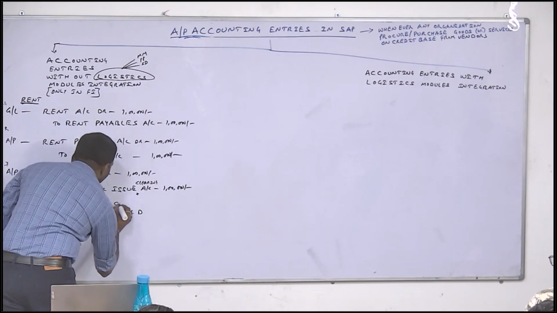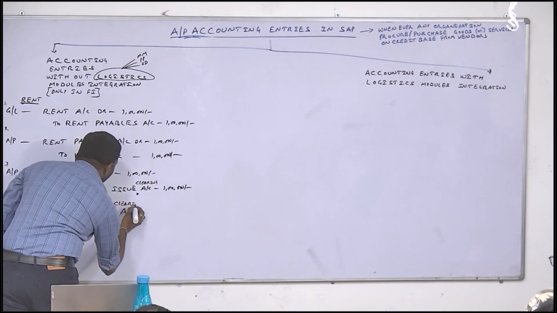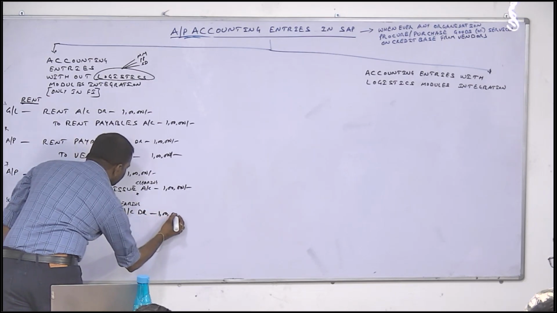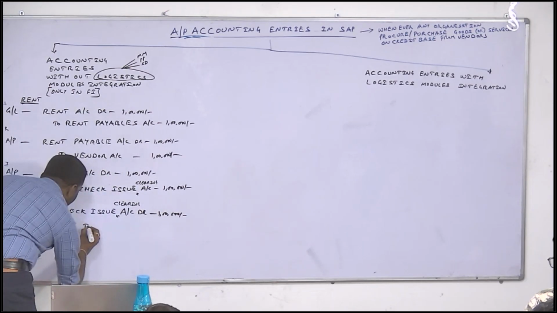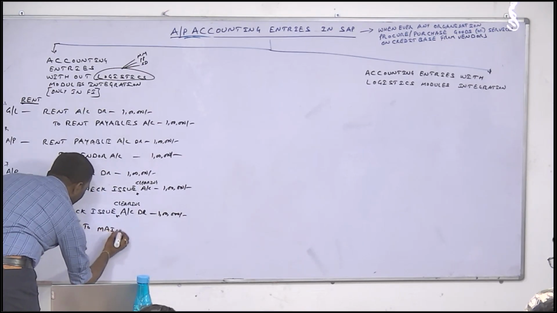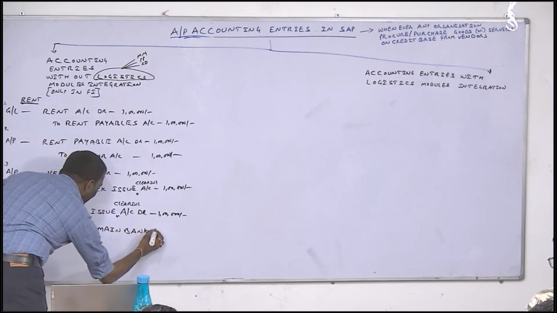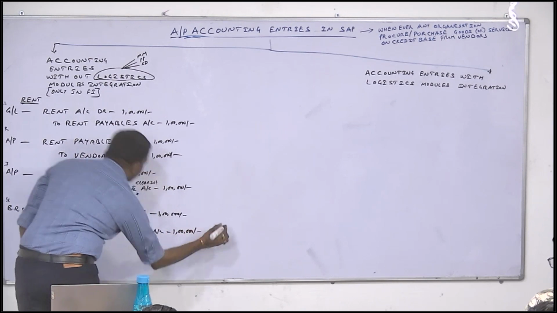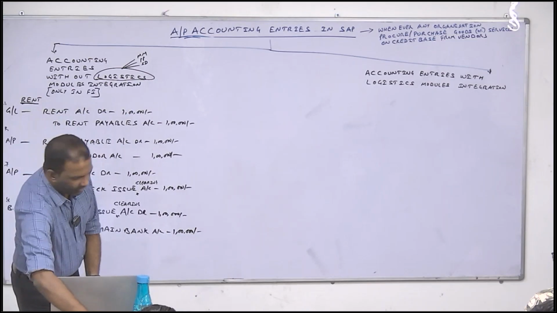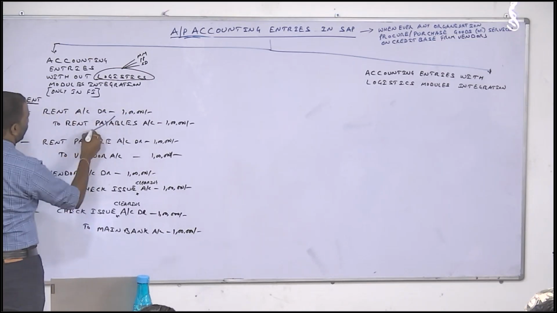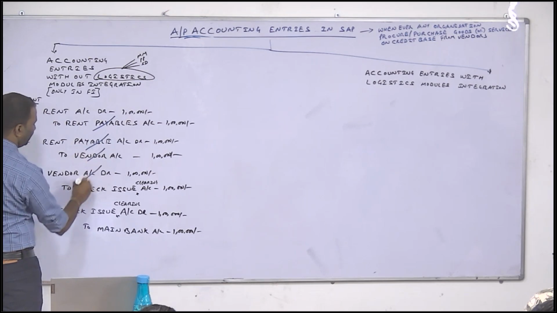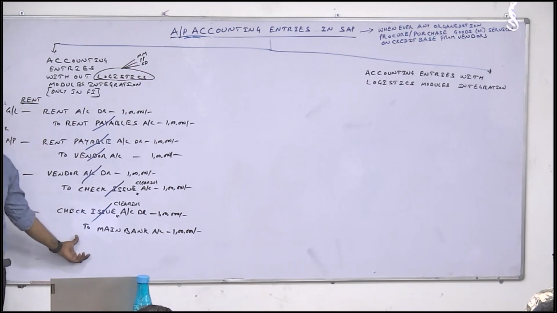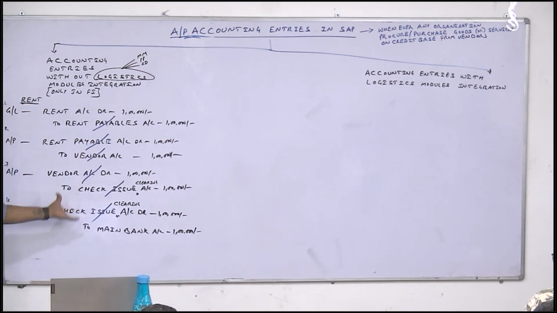Check issue clearing account debit, how much? To main bank account. To main bank. How much? Now, as usual, if you take rent payable, vendor, check issue, what is the accounting entry? Rent account to bank. But an organization will not post in a single entry.